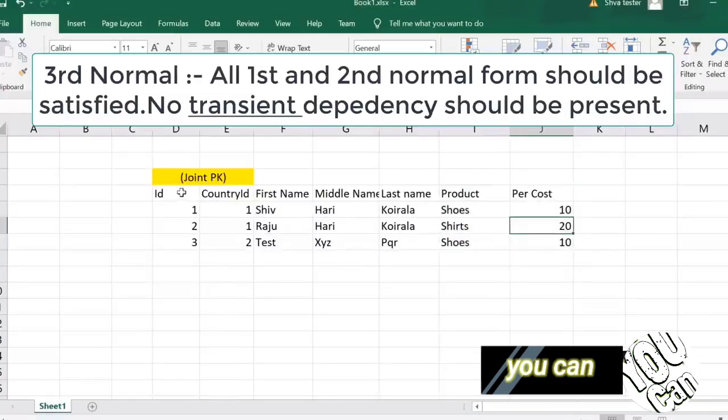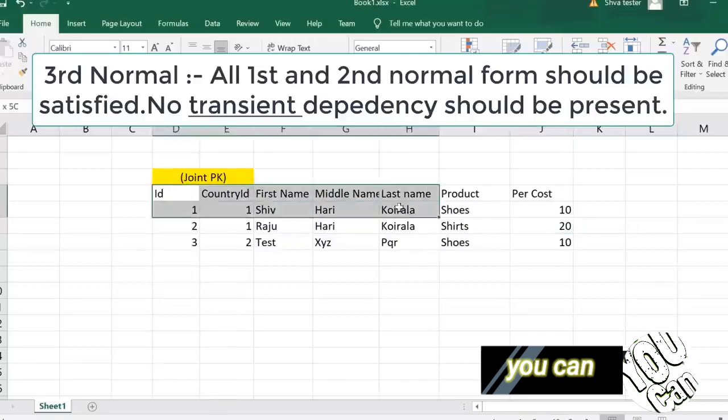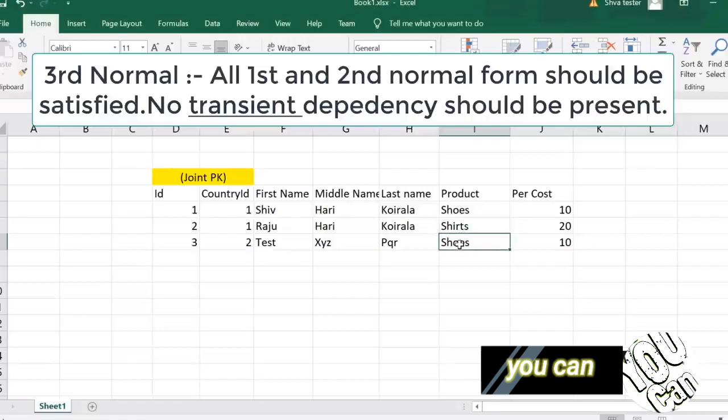For example, you can see here, this is the customer list, and it says that this customer has bought shoes, shirts, and shoes. Now every product has a cost. Now that cost is also here in this table. Now this per product cost is dependent on this product out here. This non-key column's value is dependent on this non-key column's value. So this is a transient dependency.